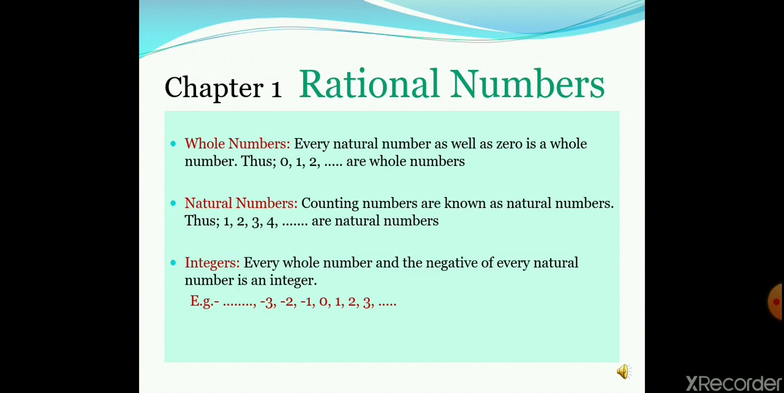First is whole number. Every natural number as well as 0 is a whole number. Natural numbers: counting numbers are known as natural numbers. So natural numbers start from 1. Next comes integer. Every whole number and the negative of every natural number is an integer. So negative numbers, 0 and positive numbers form the integers.